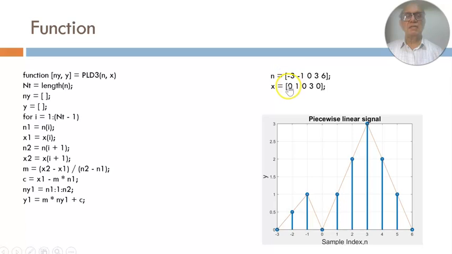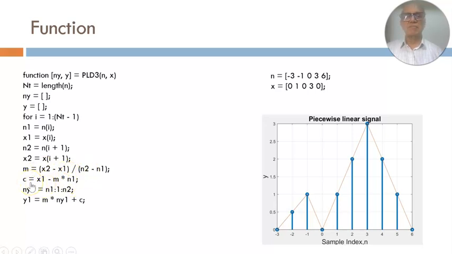Remember, these are the 2 points on the straight line, and we want to calculate the slope and the intercept. So we calculate it like this: x1 is equal to x(i). Initially when i is equal to 1, x1 will be equal to x(1) itself, n1 will be equal to n(1). Similarly n2 will be n(i+1), and x2 also. Then we calculate the slope. All of us know how to calculate the slope. That is x2 minus x1, the difference of sample values, divided by the difference of the sample index. That is the usual way of calculating the slope.